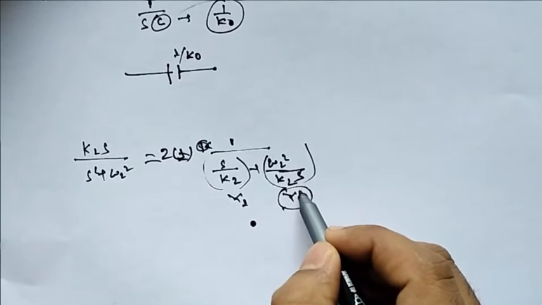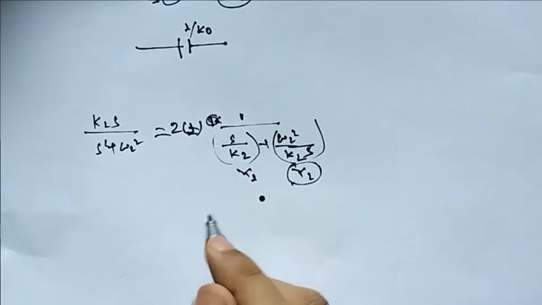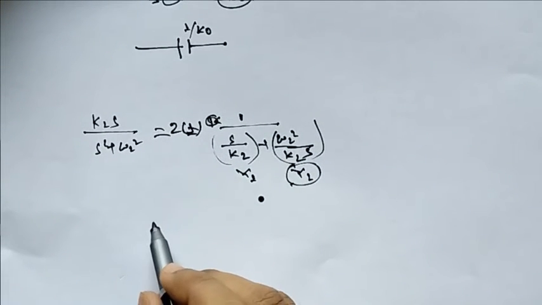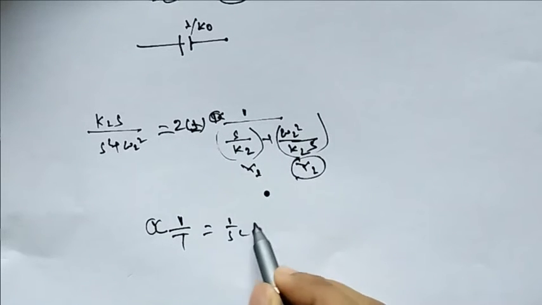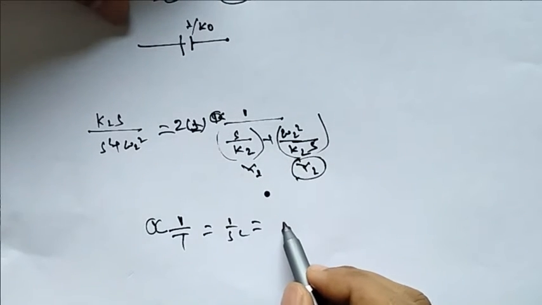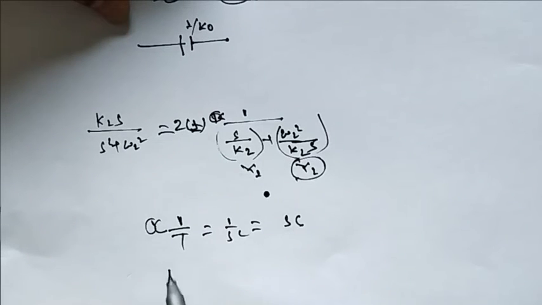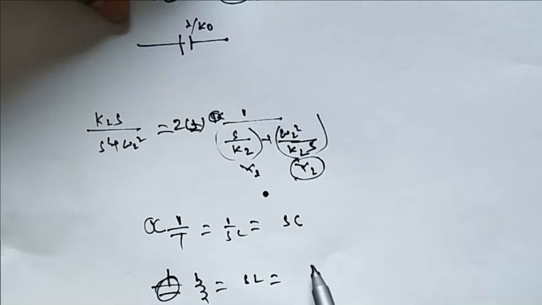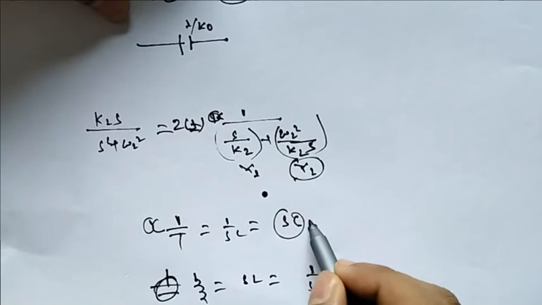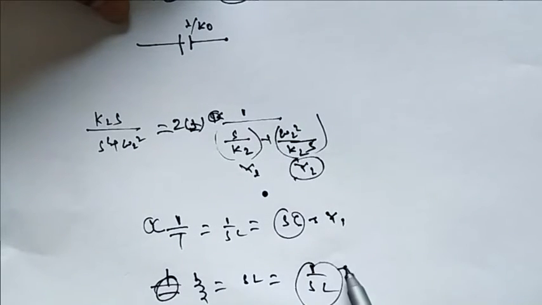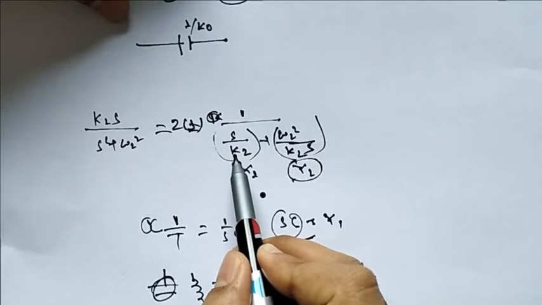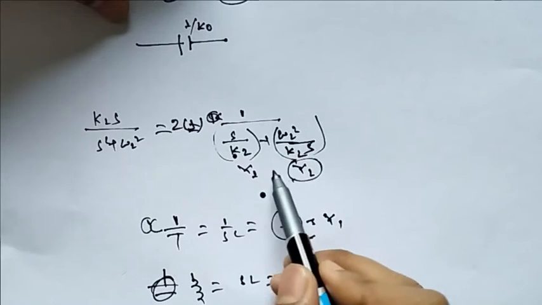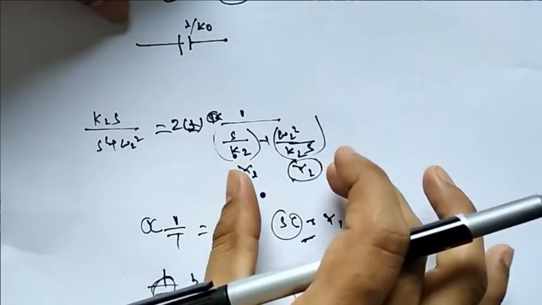Then only it will be your admittance, because the impedance of a capacitor is 1 by SC, and the admittance will be SC. And if I take the impedance of an inductor, it will be SL, and the admittance will be 1 by SL. This is your admittance Y1 and this will be your Y2. Now if you compare with this one, 1 by K2 S, and these two are in parallel, then only admittances are added in parallel.